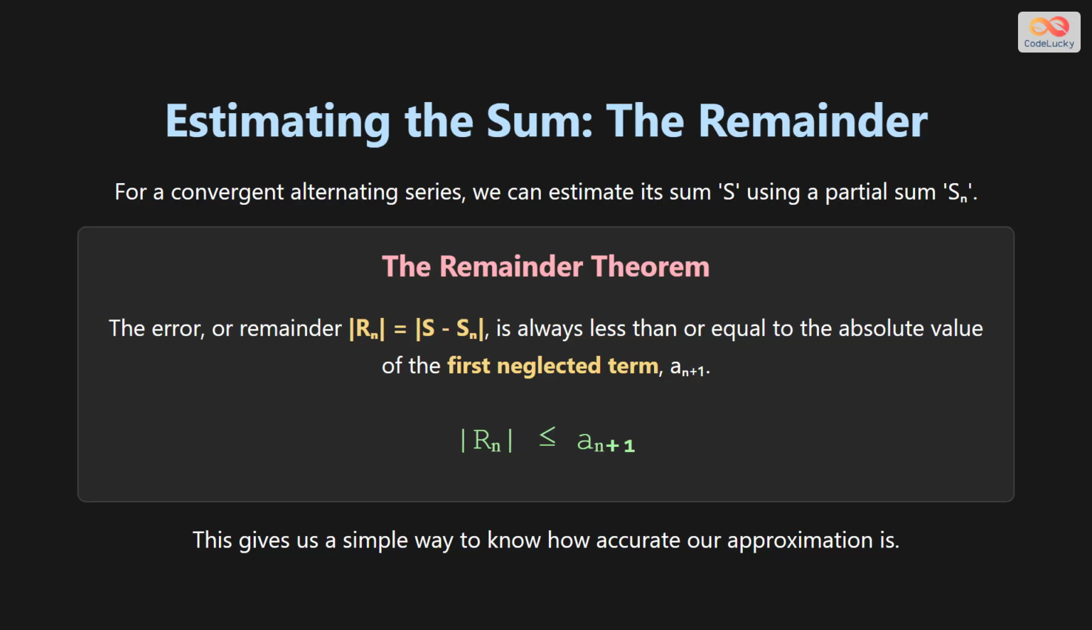When an alternating series converges, we often want to estimate its sum using a partial sum. The Alternating Series Remainder Theorem gives us a powerful tool to measure the accuracy of our estimate. It states that the error of our approximation is no larger than the absolute value of the very first term we leave off.